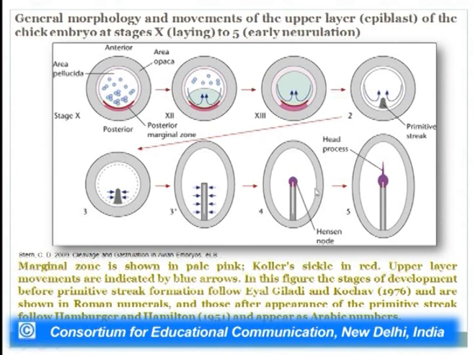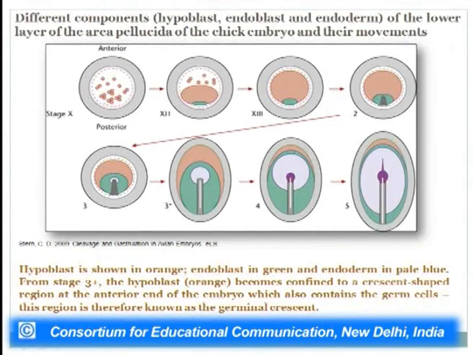The marginal zone is shown in pale pink, the colar sickle is shown in red, the upper layer movements are indicated by blue arrows. In this figure, the stages of development before the primitive streak formation follow Eyal-Giladi and Kochav and are shown in Roman numerals, and those after the appearance of the primitive streak follow Hamburger and Hamilton and appear as Arabic numbers. So, this is the nomenclature of the stages. This is how the movement occurs in the epiblast.